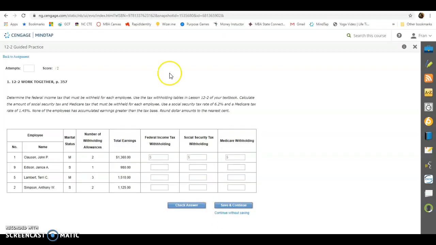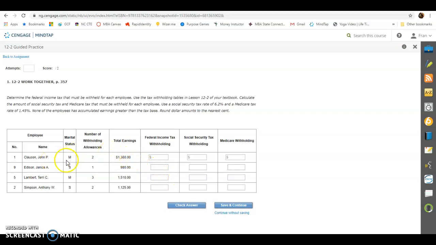Okay. Now, for Social Security, you have 6.2%, and Medicare 1.45%. 1.45% of what, you may ask? Well, their total earnings, of course. So let's look at all the great taxes that we get to take out of these paychecks. Now you'll understand when you get your paycheck why it looks like it does.